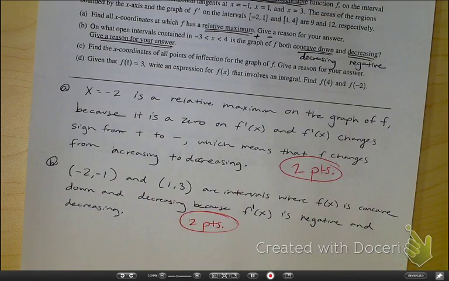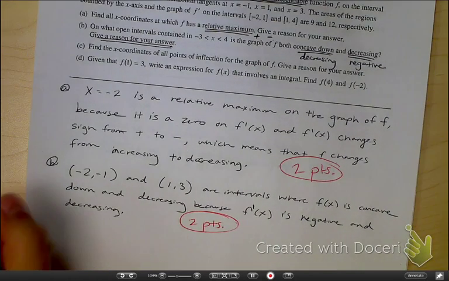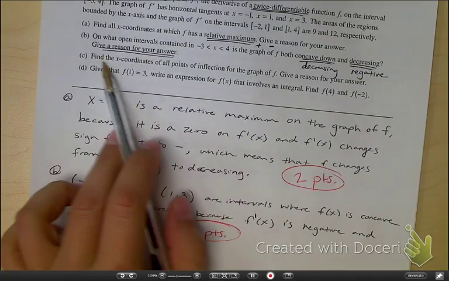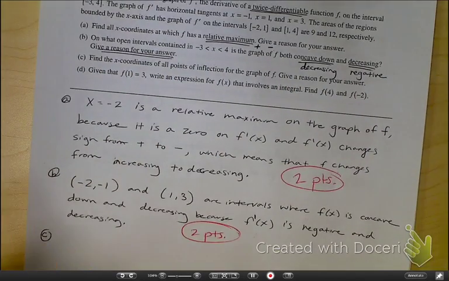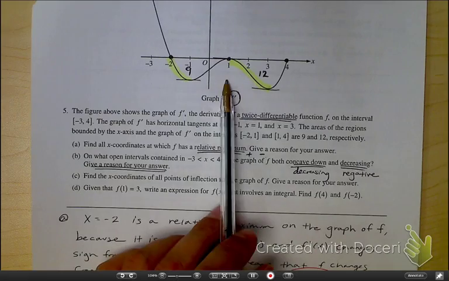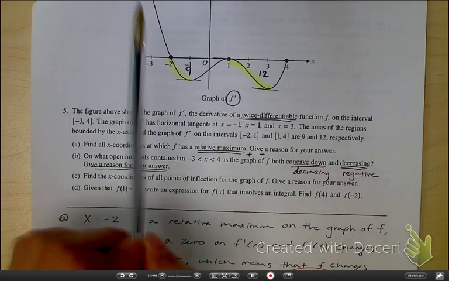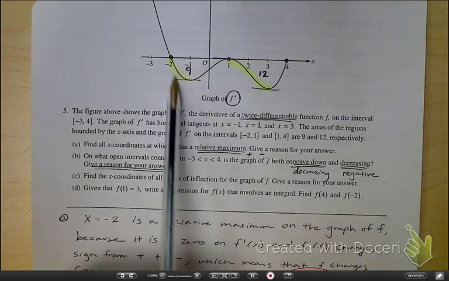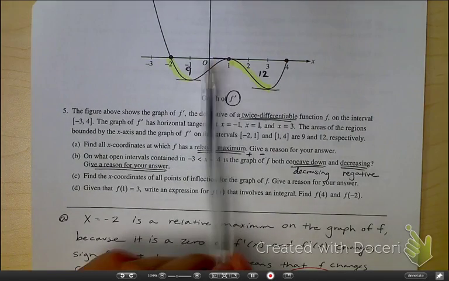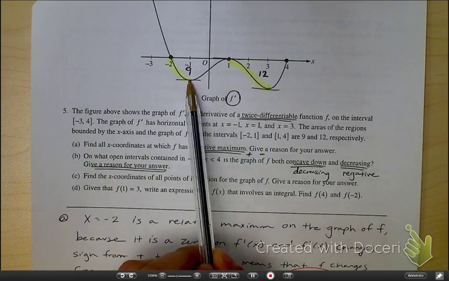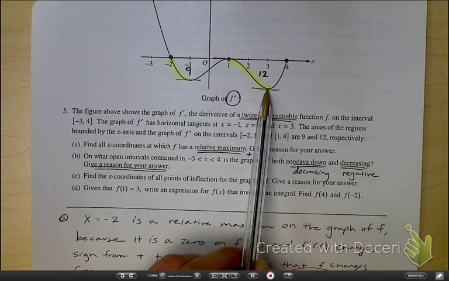Alright, and then let's look at part C. Part C says, find all x coordinates of all points of inflection for the graph of f, give a reason for your answer. So remember that if we're looking at a graph of the first derivative, the original function will have points of inflection wherever the first derivative has a turning point. So I see 3 turning points, and that's why I had you guys look at these horizontal tangents. I have a turning point at -1, a turning point at 1, and a turning point at 3.